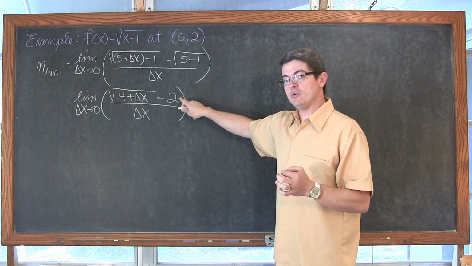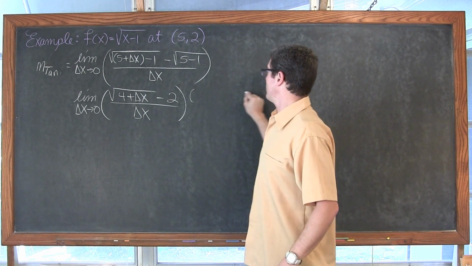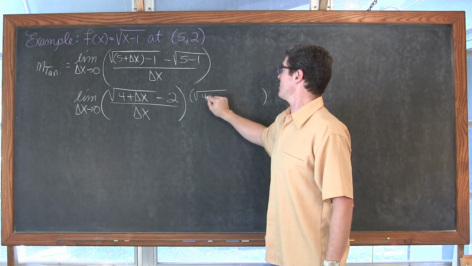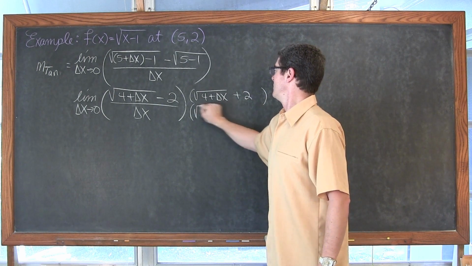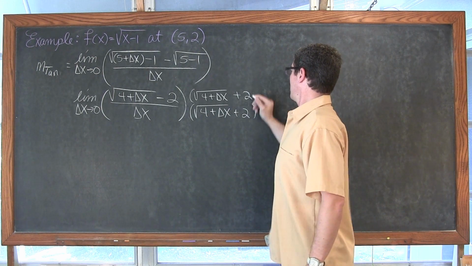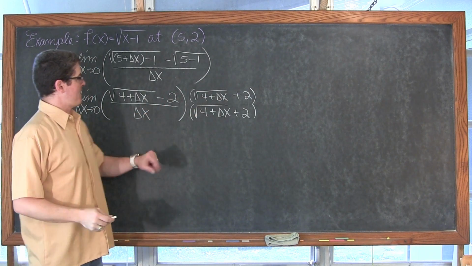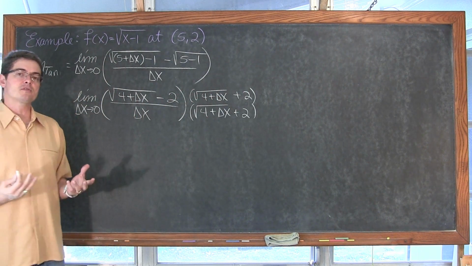And what we're going to do is rationalize the numerator. So we're going to multiply the numerator and denominator by the conjugate, so it's going to be the square root of 4 plus delta x plus 2, again, numerator and denominator. This is a difference of squares pattern. It's a minus b times a plus b. That's the factored form of a difference of squares.